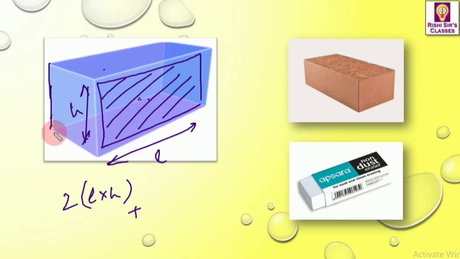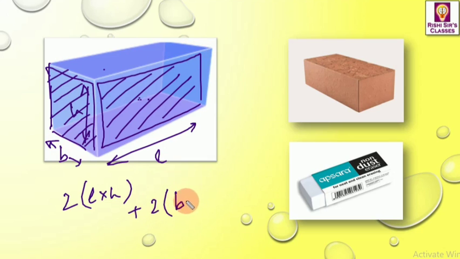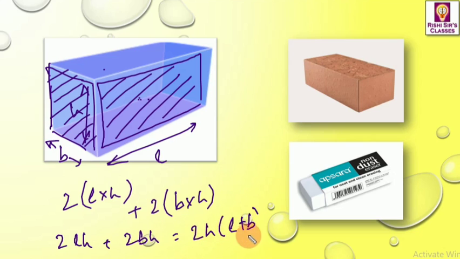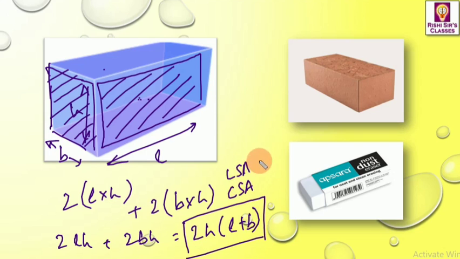After that we want to find the area of this part. That is B and that is again H. So it will come as B into H, again 2 times. So it will come as twice of B into H, or we can say 2LH plus 2BH. We can take H common, it will become 2H into (L plus B). So that 2H(L plus B) is the CSA or we can say LSA of the cuboid. Okay, this one is clear.